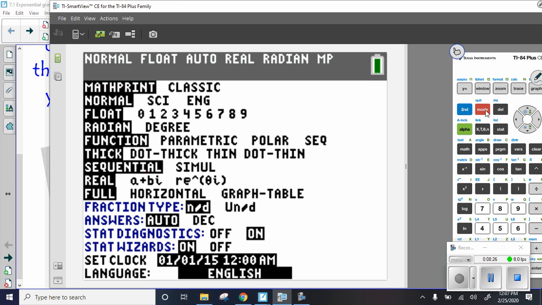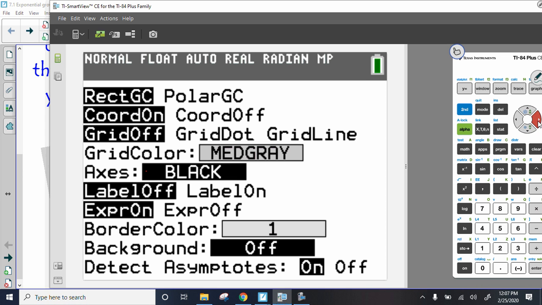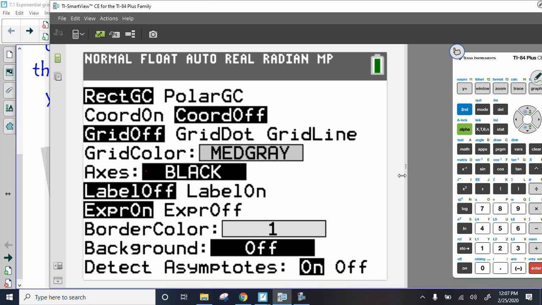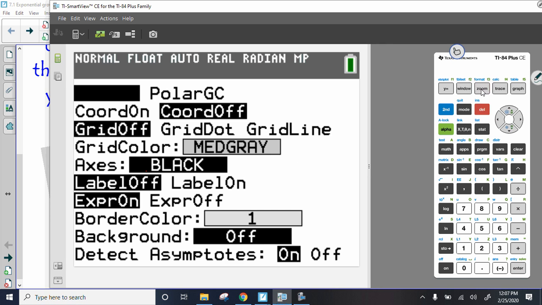If I go to mode, or maybe it's not mode, maybe it's format. I forget where stuff is. Second, format. And I turn my coordinates off. Coordinate off. And now I'm going to go back to graph. I'm going to make it a little smaller. Go back to graph. Didn't work. Second, format. Do I need my grid off, maybe? It already has grid off. Why isn't it working? Grid color. Let's turn that off.